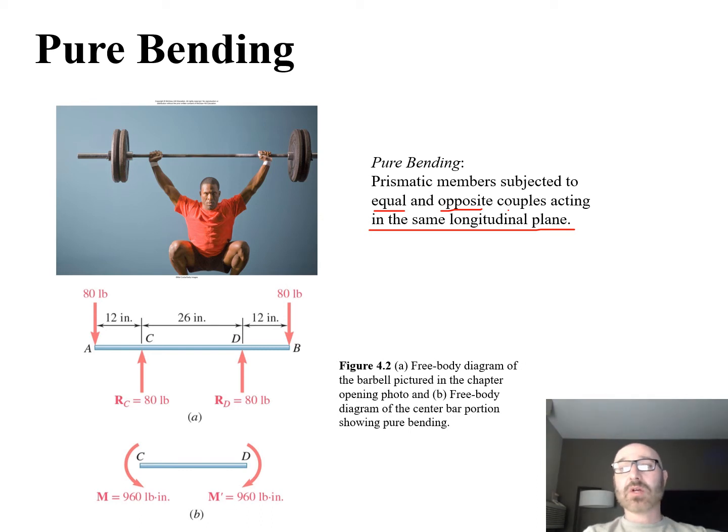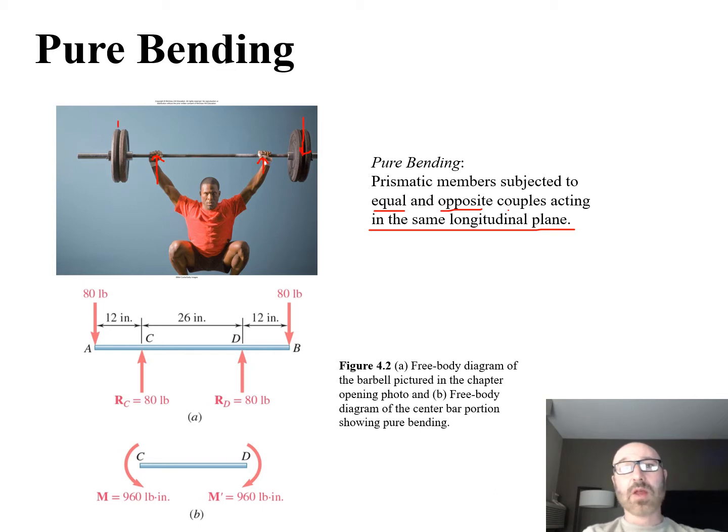If we want to take a look at the free body diagram for this barbell, as this Olympic lifter lands in the bottom of a snatch, we can see he's got these two forces from his hands right there and right there, and then we've got these distributed loads that we're just going to point load acting in the bar right there and right there.